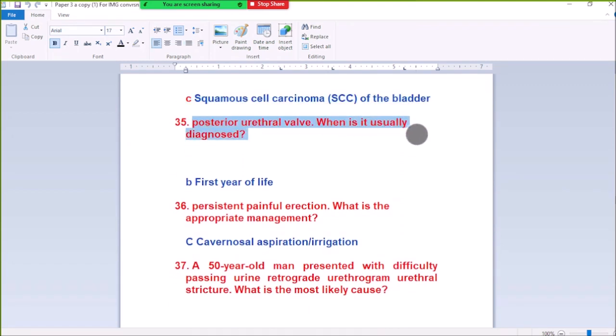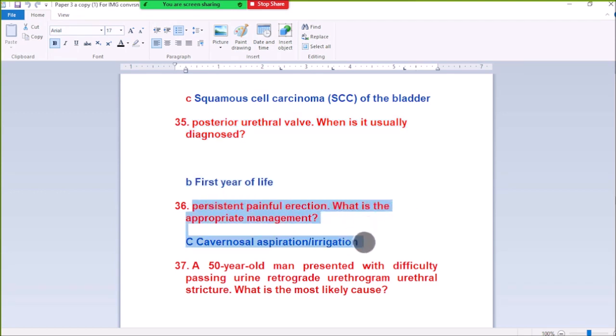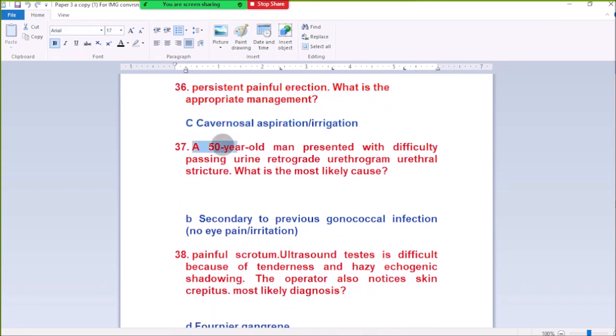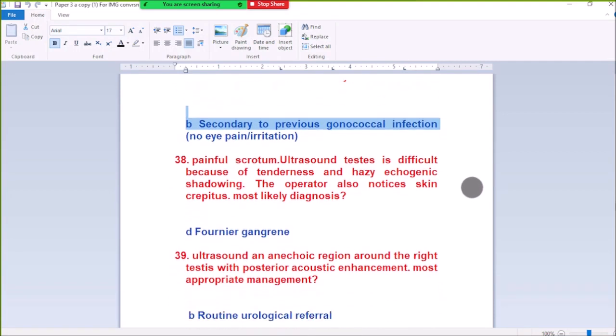35. Posterior urethral valve is usually diagnosed in the first year of life. 36. Persistent painful erection, what is the appropriate management? Cavernosal aspiration or irrigation. 37. A 50-year-old man presented with difficulty passing urine. Retrograde urethrogram shows urethral stricture. The most likely cause is gonococcal infection, due to previous gonococcal infection.